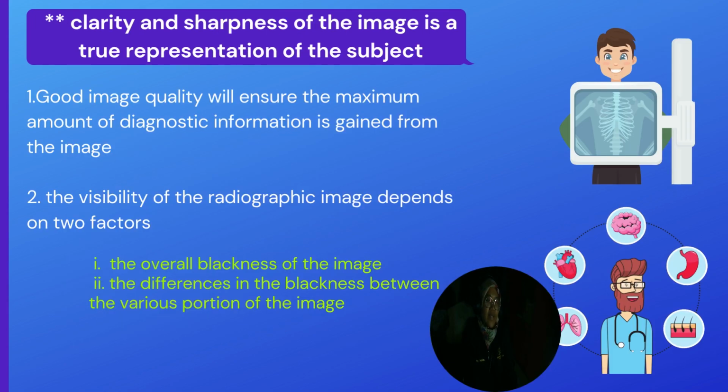Okay, why is it important to get a high quality image? Because good image quality will ensure the maximum amount of diagnostic information is gained from the image. The visibility of the radiographic image depends on two factors. The first one is the overall blackness of the image, and the second one is the difference in the blackness between the various portions of the image. So the clarity and sharpness of the image are important to present the subject.